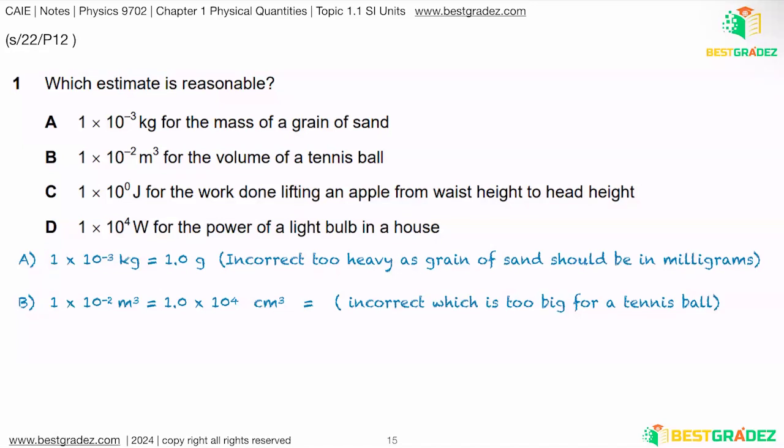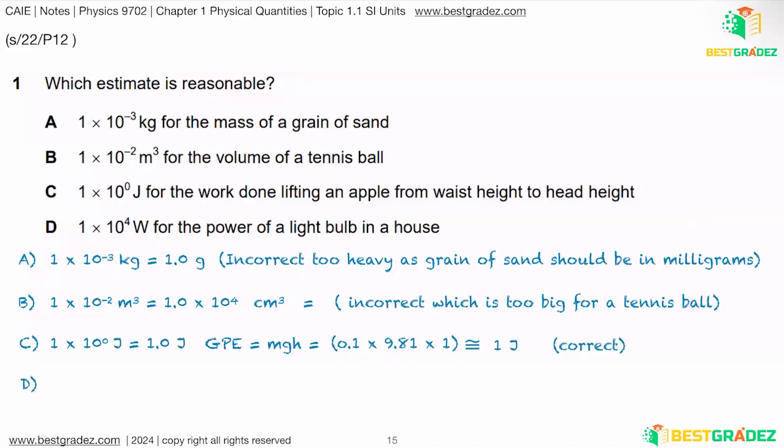So these MCQs that we are discussing are important ones. Many of your MCQs will interlink with them, so you can have a better idea of related MCQs. So if a football had a volume of 6,000, then a tennis ball should be less than 6,000. So this is coming to 10,000, which is a lot for a tennis ball. Okay, C. Put in the values too: an apple is about 0.1 kilogram and use a height of about 1 meter, this is 1 joule, so C is correct.